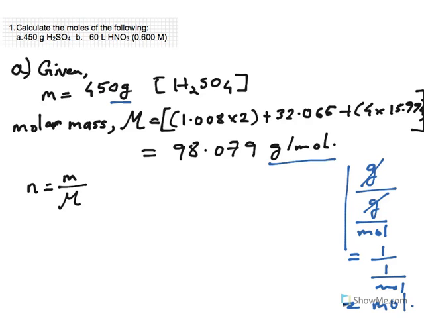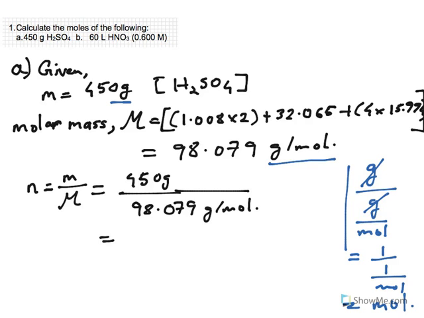Now, we use our formula, moles equal to mass over molar mass, and we plug our information that we already have into the equation, and we get 450 grams divided by 98.079 grams per mole. This will give us 4.588 mole, or approximately 4.59 moles. And that is the answer.